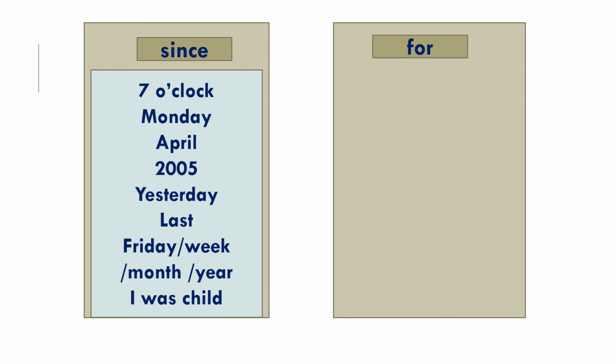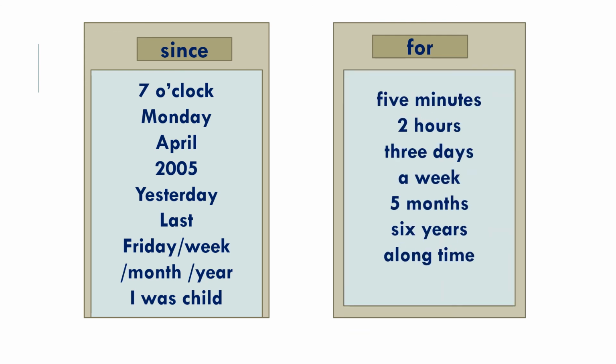But we use for with 5 minutes وقت زمني مع عدد من الوقت الزمني. 2 hours لازم يكون في عدد. 3 days, a week, 5 months, 6 years, or a long time لوقت طويل. نستخدم for.